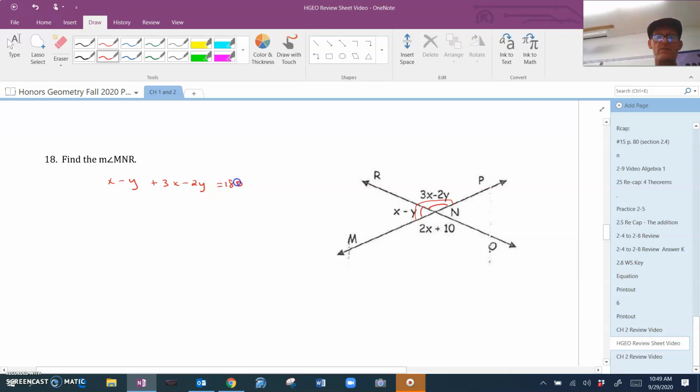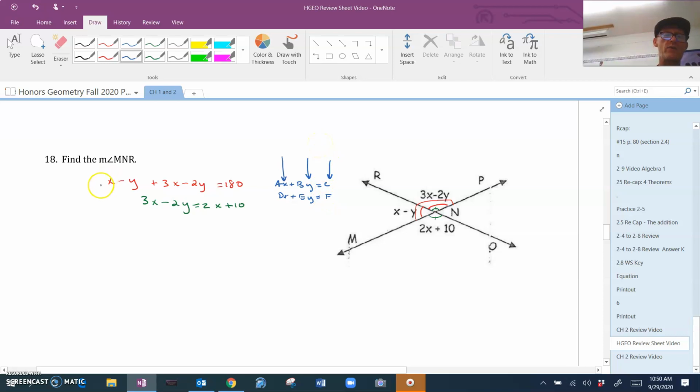equals 180. The second equation that you're going to get is from the vertical angles here, and they are equal. See them? That gives us 3x minus 2y equals 2x plus 10. Now we have to make these equations look nice, so we have to get them looking like ax plus by equals c, and dx plus ey is equal to f. So basically we have to get the x's lined up and the y's lined up, equal sign, and then numbers here.